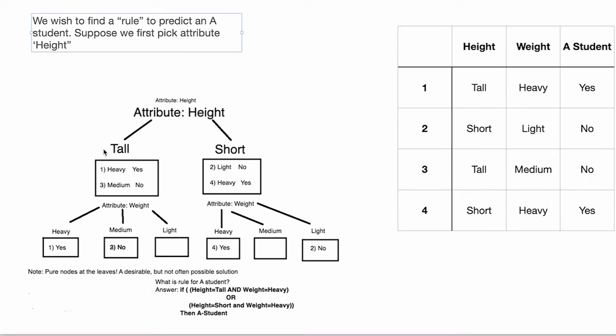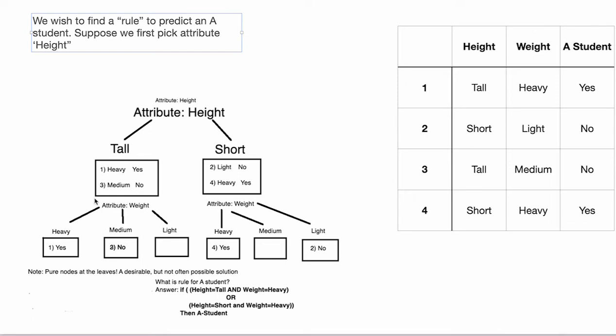Now the point is that when I've picked this attribute height, I'm down to these 2 nodes in the decision tree, and these are not what we call pure nodes. Pure nodes would be nodes that are either all yeses or they would be all nos. So I still have another attribute available to me, and the attribute now is weight. So I come over here under tall and I say, well, weight, I can either be heavy, medium, or light.